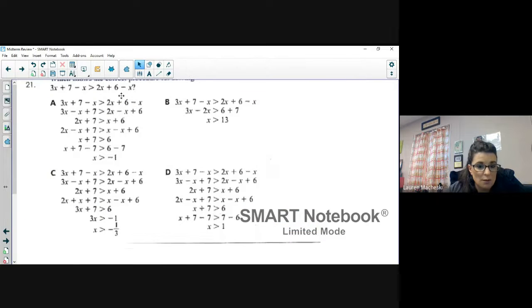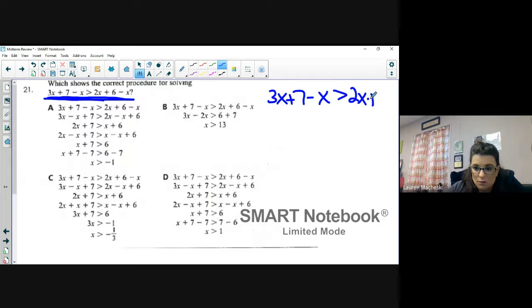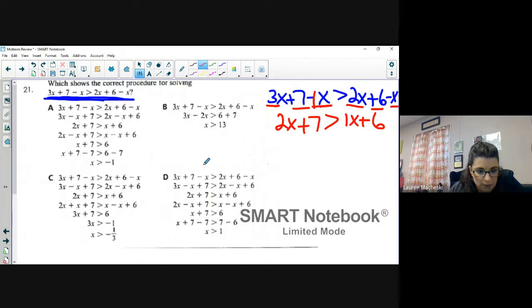All right, last one. Which shows the correct procedure for solving. So if we look at this, let's think about what we would do first, okay? So it looks like you might have some like terms on this side. So 3x minus 1x is 2x, and there's nothing to go with that 7. So let's leave that. What about the right side? 2x minus 1x is 1x, and leave the plus 6. All right, so that would be our first step. Well, let's check.